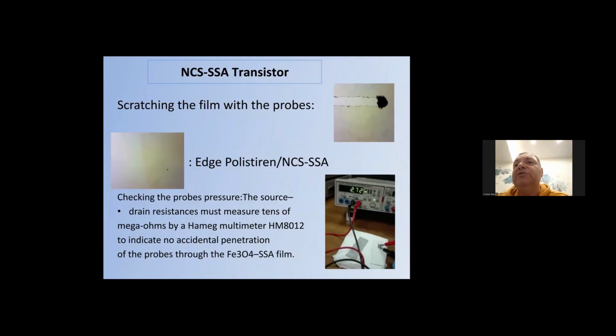To avoid this, we learned to constantly check by probe measuring, and we learned to control the probe pressure. If the pressure doesn't completely scratch and remove the film, the source-drain resistance must measure tens of megaohms on the Hameg multimeter that we have for measurement, to indicate that no accidental penetration of the probe through the film occurs.